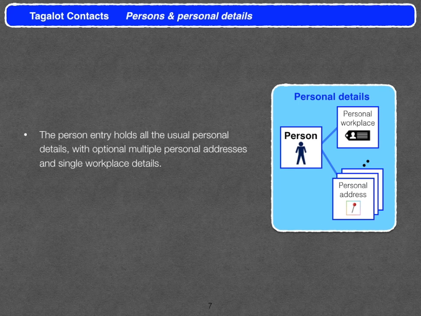First, we have the person contact details. In Tagalot, this includes all the usual personal contact information, personal addresses and an optional single workplace detail. Use the personal workplace detail where the contact has not been tagged to an organization, for example for sole trader contacts or where there is only a single contact at an organization. Tagalot contacts can be used with just person entries, but for most contact management purposes we will be placing our person contacts into groups.